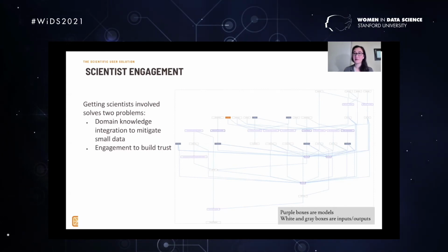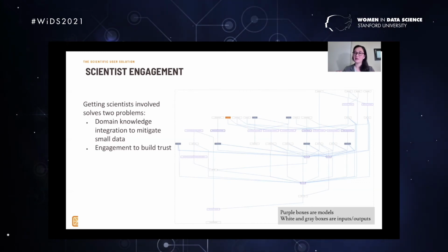The diagram on the right here is a machine learning model from the Citrine platform. Now, I know that the text here is illegible. The point isn't to actually understand everything that's going on in this model, but the thing you should be able to know about this is that the purple boxes are all machine learning models, and then the white and gray boxes are inputs and outputs of the machine learning models. And so what you can see here is that there isn't just a single model, it's this complex graph of models. And this isn't auto-generated by the platform.